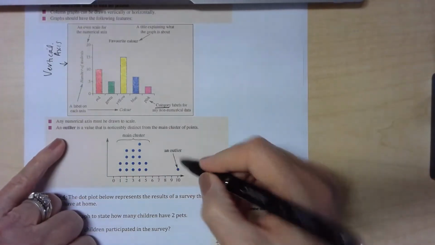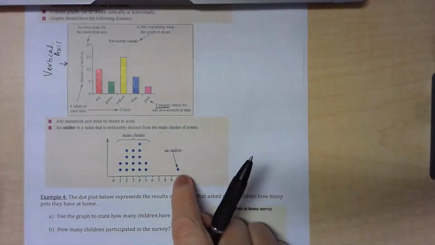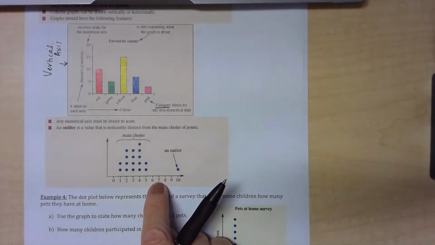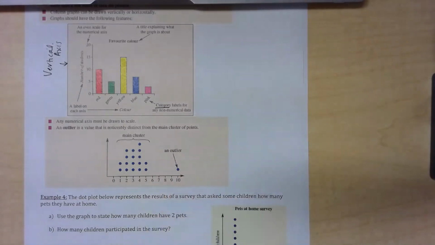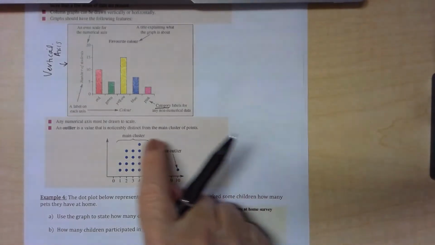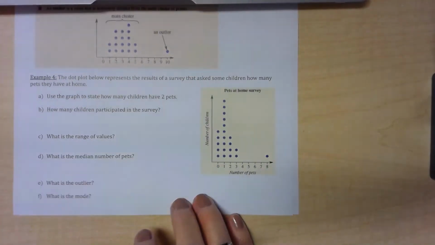An outlier is one that's way far away from the main cluster of data. Okay, so an outlier is way far away. So if it was at 7, we wouldn't probably call it an outlier, but all the way out here at 10, if I asked how many pets you had and somebody had 10, they would be an outlier. It's distinctly out from the main cluster. Okay, let's do an example.